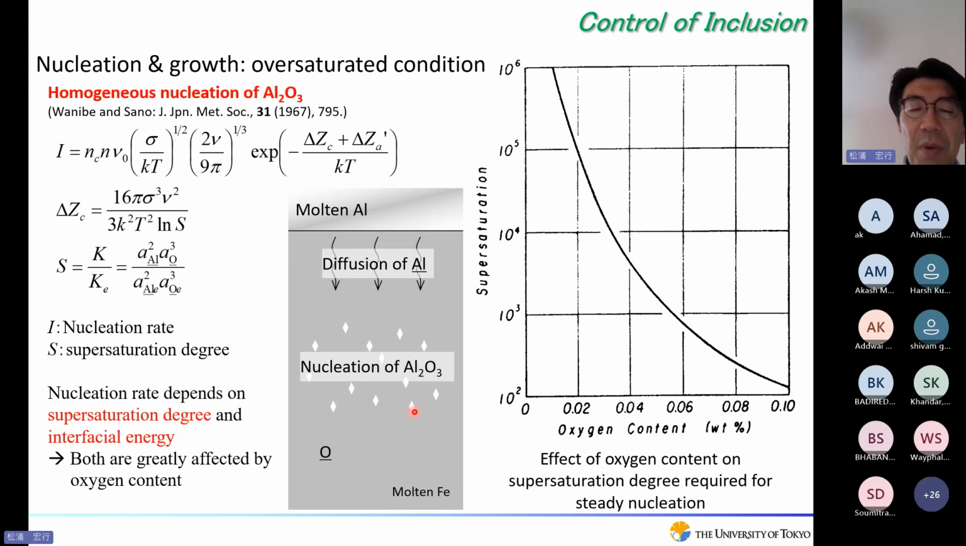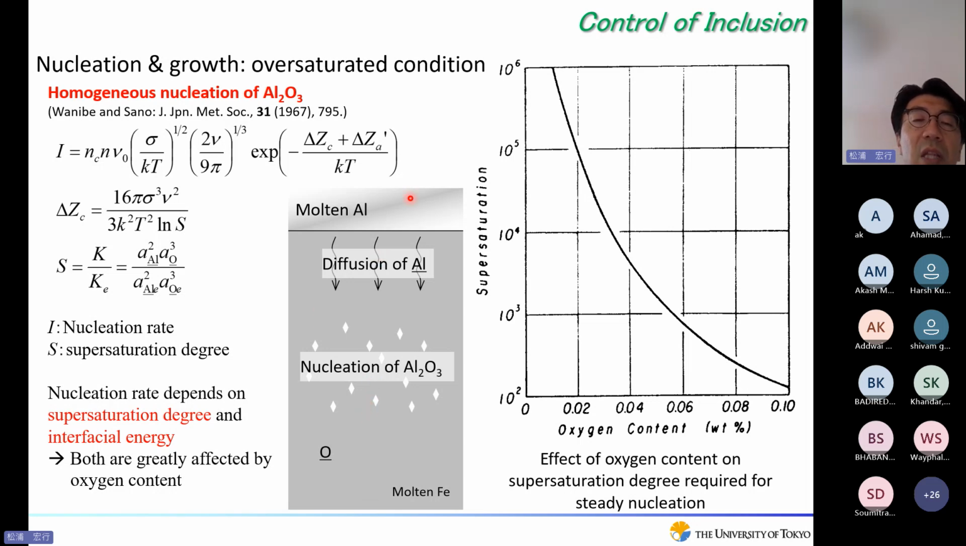They prepare the molten iron, then they very slowly put the molten aluminum on the top of the liquid metal. In that case, the diffusion of dissolved aluminum happens from the top toward the bottom. But molten steel initially contains some oxygen, and then the nucleation of alumina happens within the molten steel. Actually, they conducted some experiments and also quenched the sample after the experiment to see where the alumina inclusions are formed.